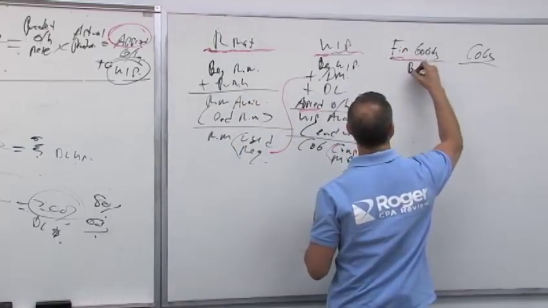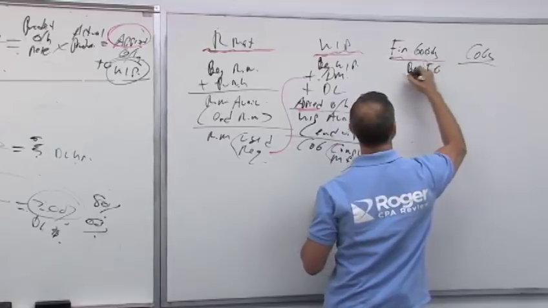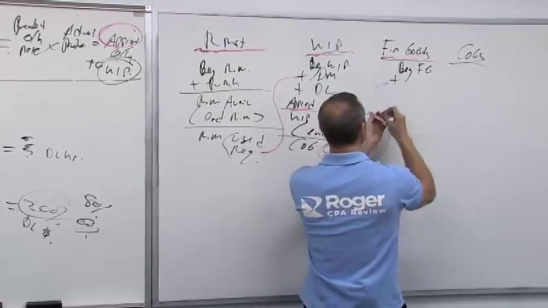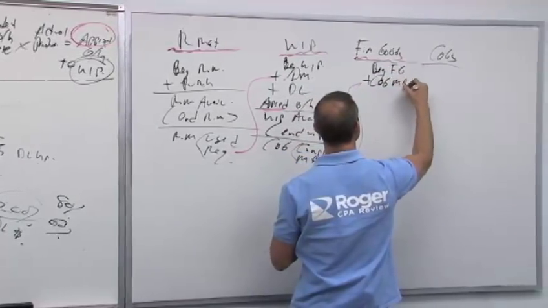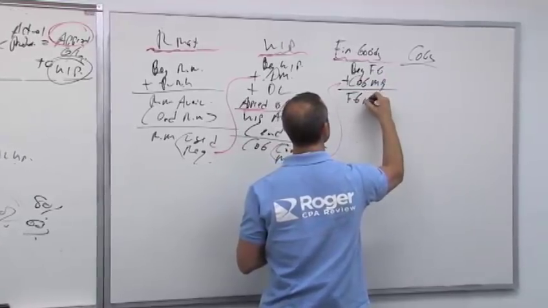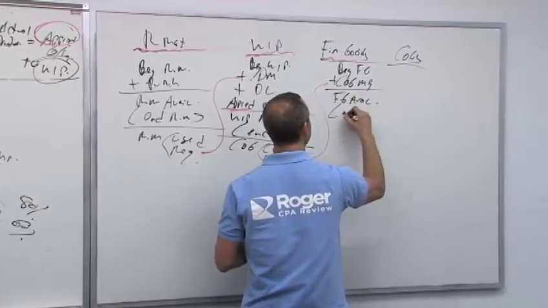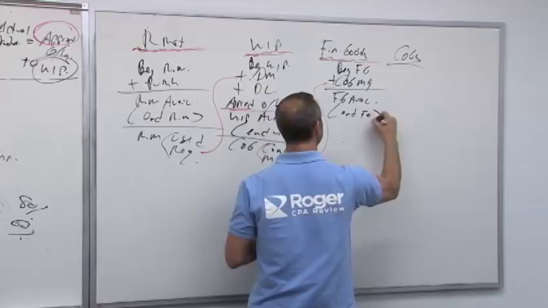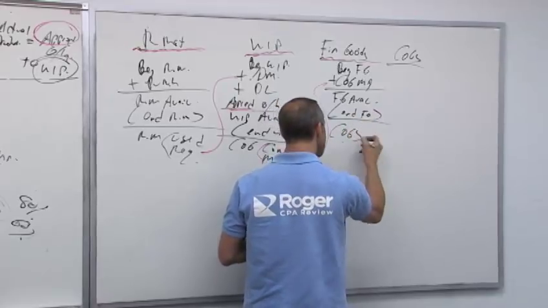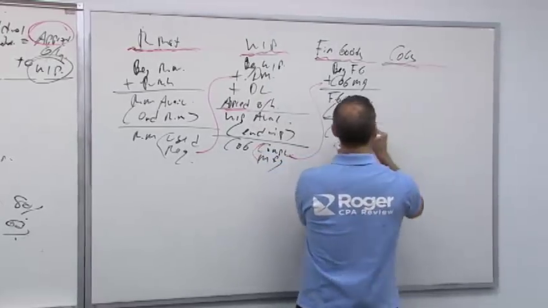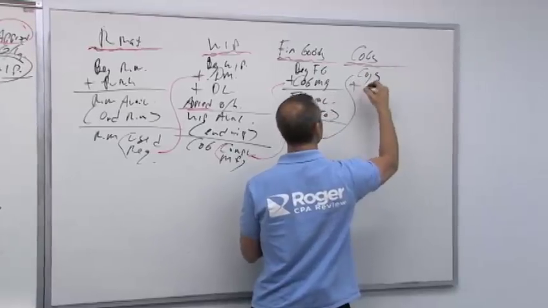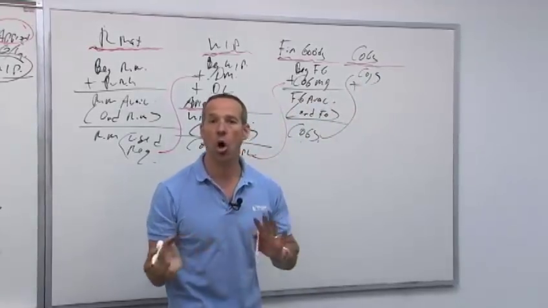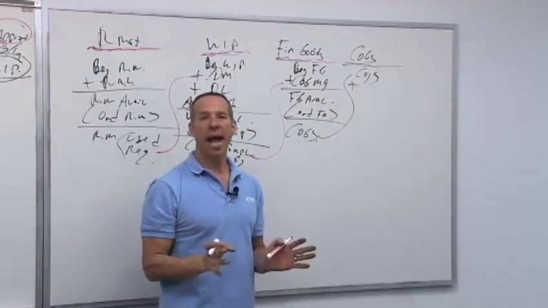So I have some beginning finished goods plus cost of goods manufactured or completed equals finished goods available minus ending finished goods equals cost of goods sold. Now I'll bring that over here to cost of goods sold, plus this is where I'm going to adjust over or under applied. So now what's happening?